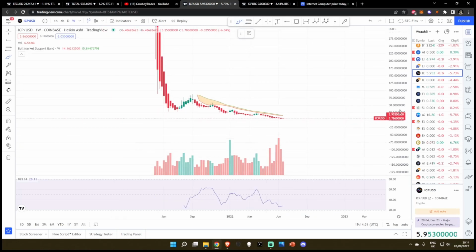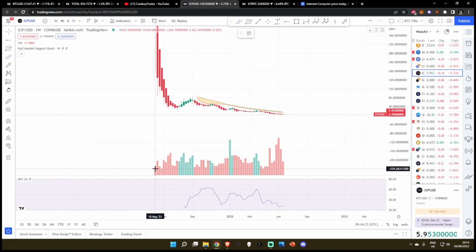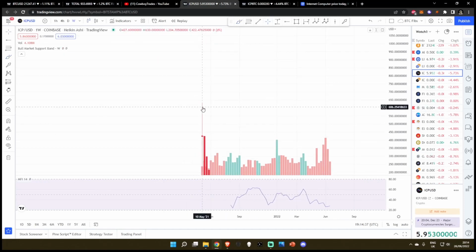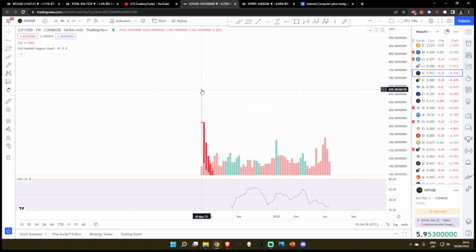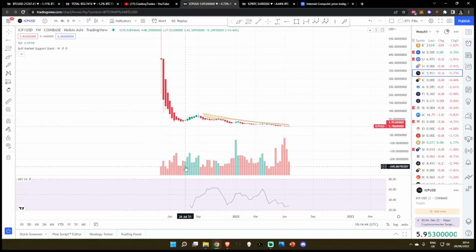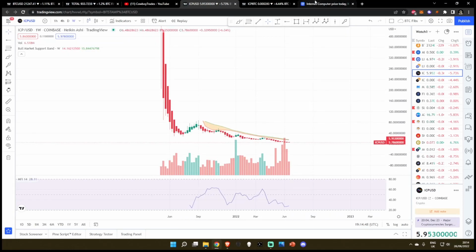How do we know volume is predictive of price? Well, the volume's been exponentially bearish since the 10th of May. And if we zoom out, what was the weekly candle commencing the 10th of May? $630. Since $630, the bearish momentum has not subsided whatsoever, and we're now sitting down at around about the ranges between $6.